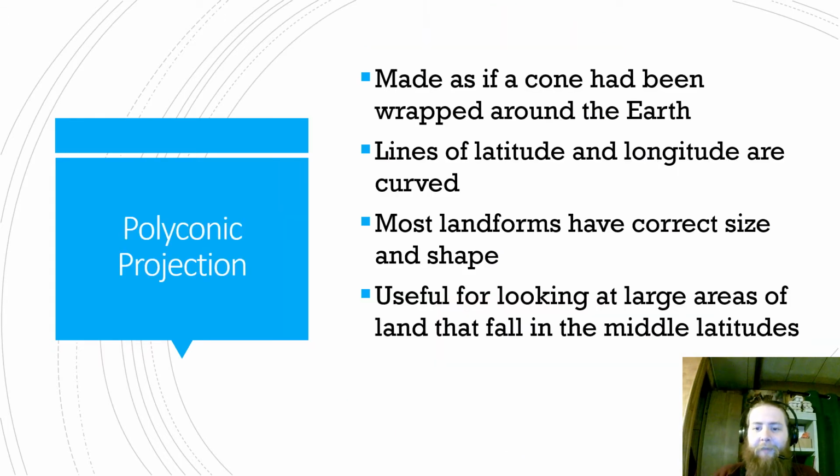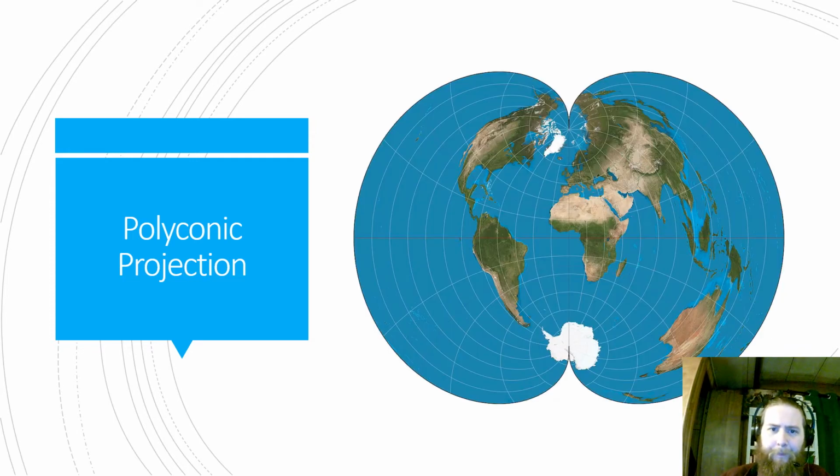Polyconic, this is our last projection we're going to talk about. This is if we take a cone and we roll it up and wrap it around the Earth. In this one, the lines of latitude and longitude are curved. Most landforms are the correct size on the map. And this is really useful once again for looking at the middle latitudes, kind of like the Mercator projection was.